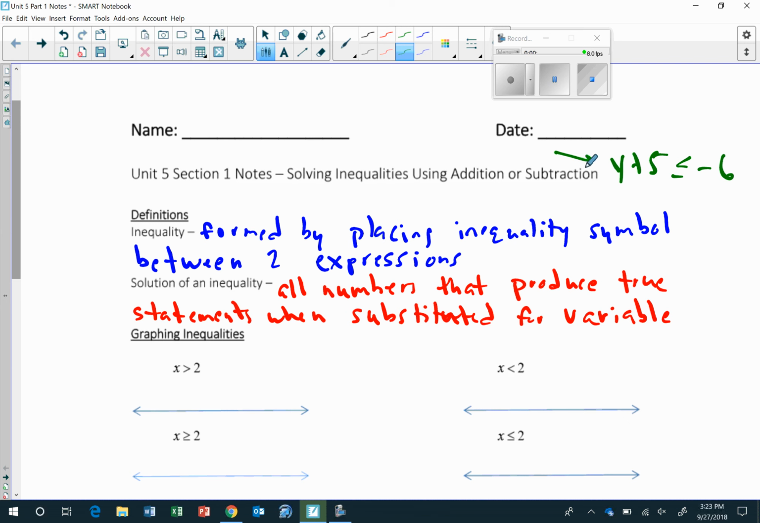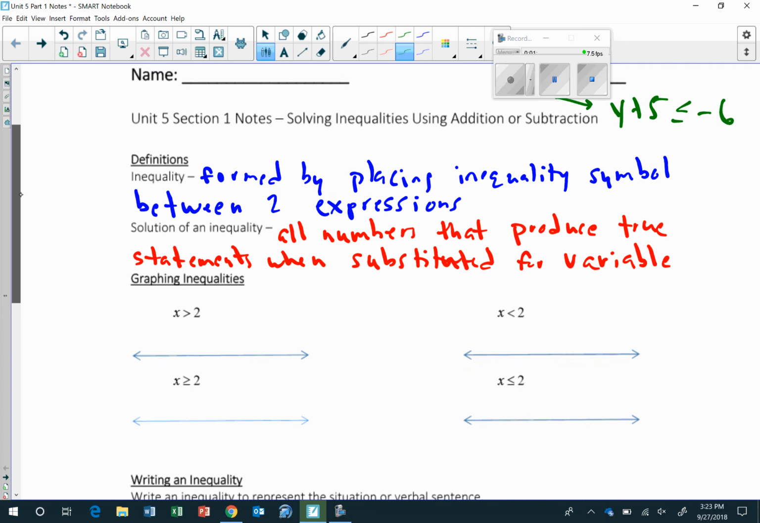The solution of an inequality is all the numbers that produce true statements when you substitute them for the variable. So again, going back to equations, the solution of an equation was the one number that when you plugged it in for the variable, it created a solution. For an inequality, we're talking about all the numbers greater than something or less than something. So there's multiple numbers that produce the outcome we're looking for. So the next thing we're going to do is look at graphing inequalities.